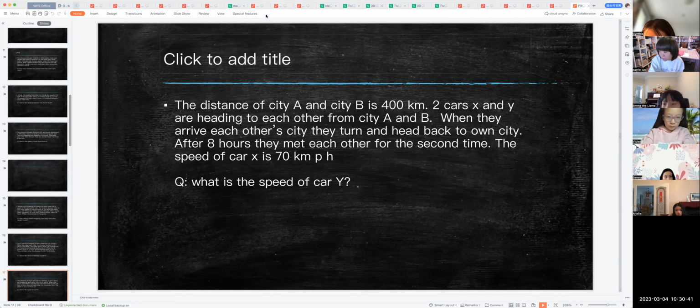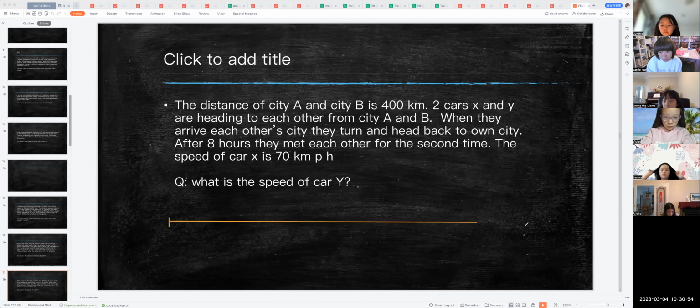We have received some answers. Okay, so let's take a look at this one. So how do we do this? The distance between two cities is 400 kilometers, okay? So they are heading to each other. So immediately, I want you to draw two different colored arrows. I'm using white this time. So A is heading to B and B is heading to A. When they arrive at each other's city, they turn back. Because they are heading to each other, for sure they first already meet one time.